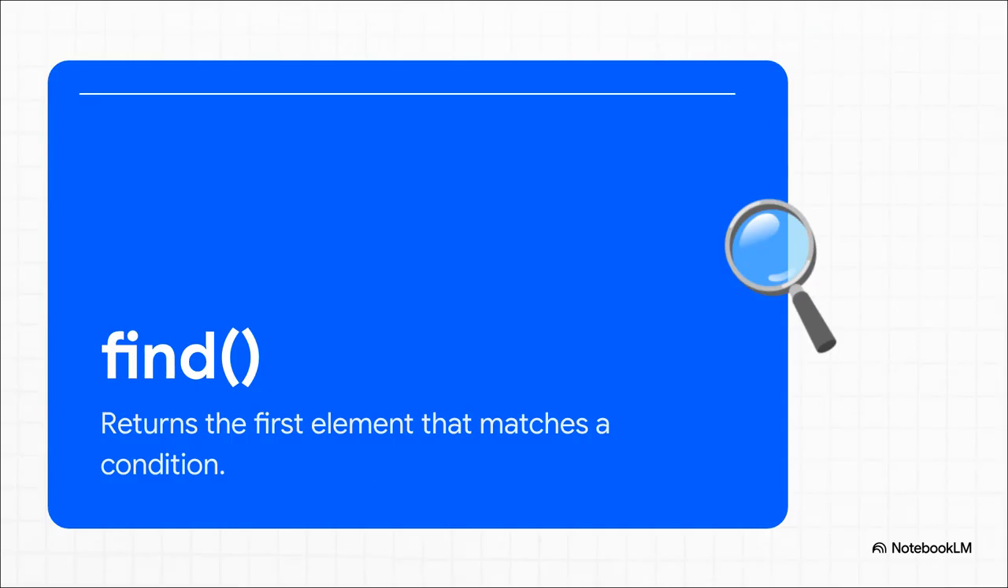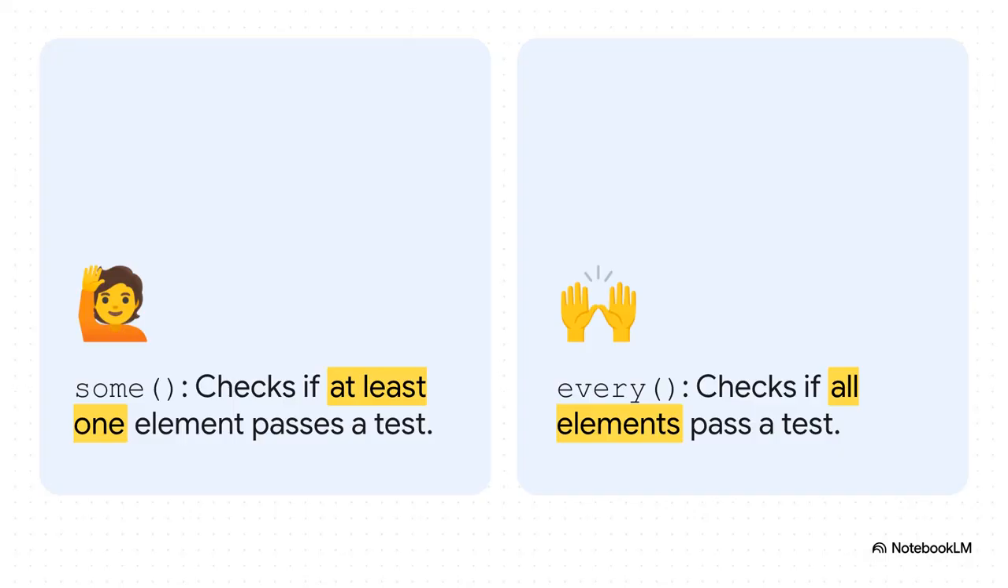So find is like your personal search party. It works a lot like filter. It takes a test, it looks for things that match. But here's the key difference. The moment it gets a match, it stops searching and just returns that very first item. It's perfect when you know you only need one result and you need it fast.